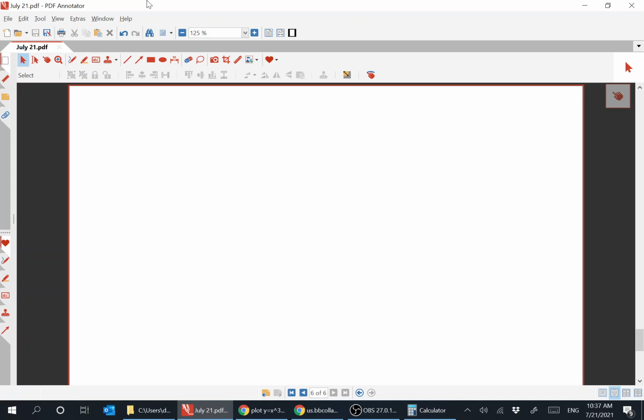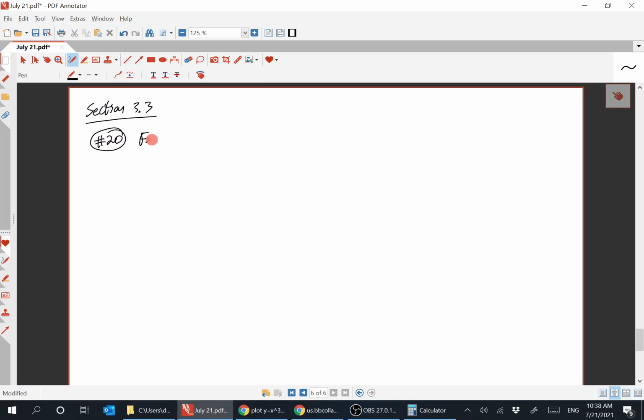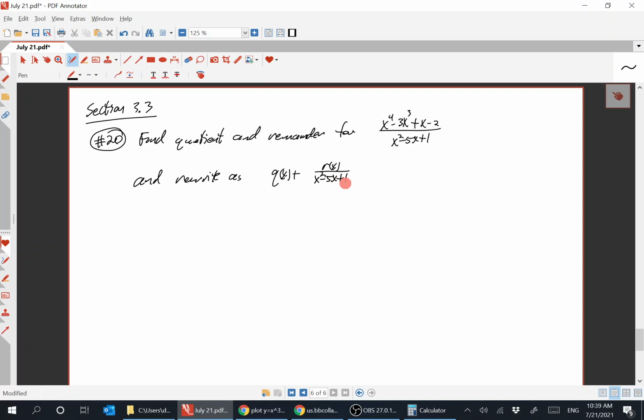So say number 20. We want to divide. So find the quotient and remainder for the division: x to the fourth minus 3x to the third plus x minus 2, over x squared minus 5x plus 1, and rewrite as quotient plus remainder over x squared minus 5x plus 1.